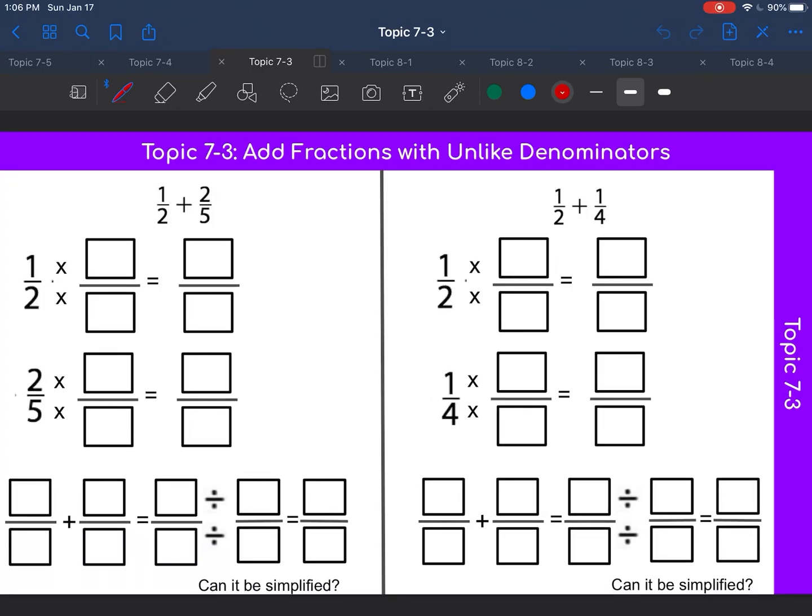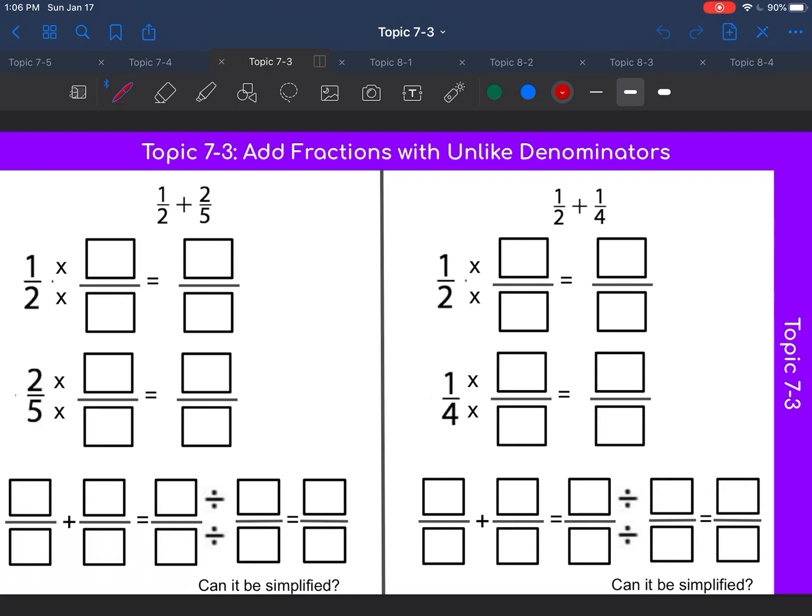Hello, fifth graders. So today we're going to be continuing topic 7. So we've talked about how to find common denominators. We've talked about how to estimate fractions. We talked about how to simplify fractions. And now we're going to be using all that information to add fractions.